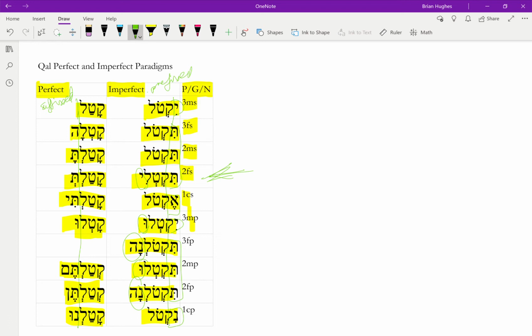I think it's important to run through this again, reminding yourself, okay, going back to basics, especially in all the complexity where they're adding on with weak roots. Okay, this is the strong paradigms, and they're going to be very prominent as you continue your study of Hebrew.